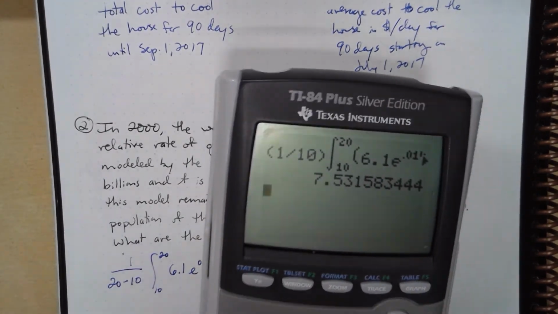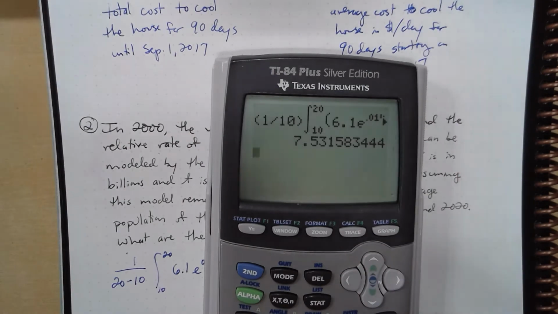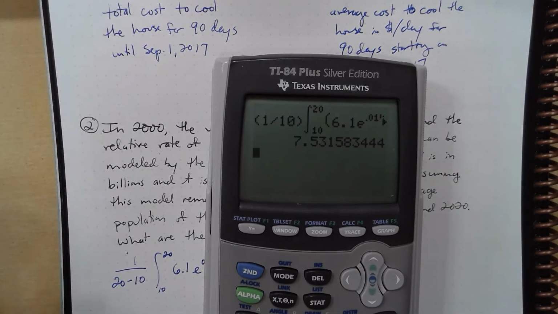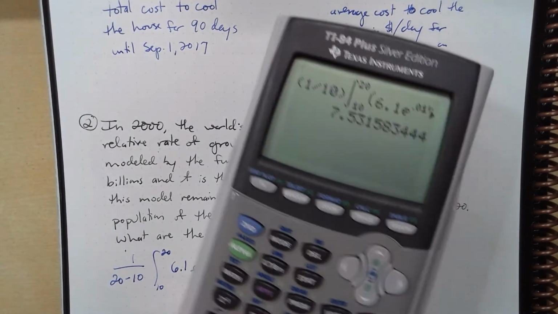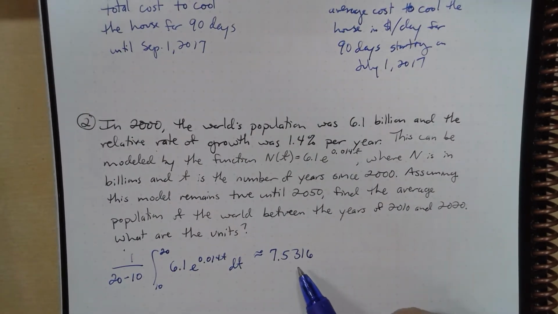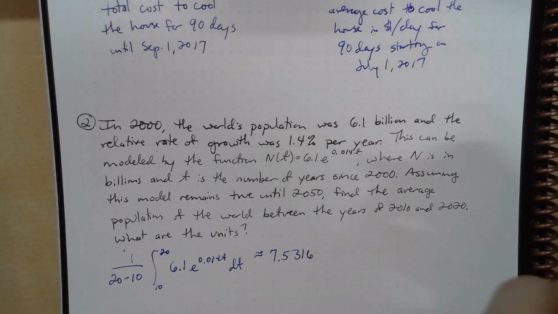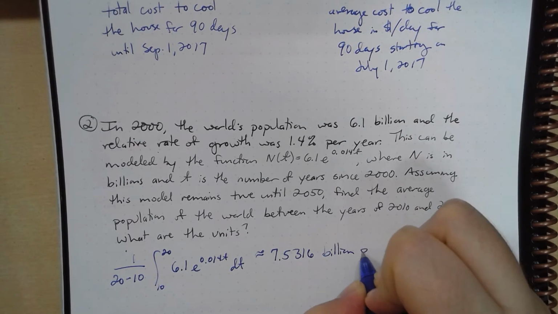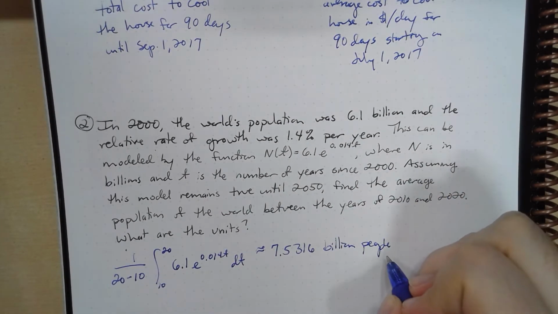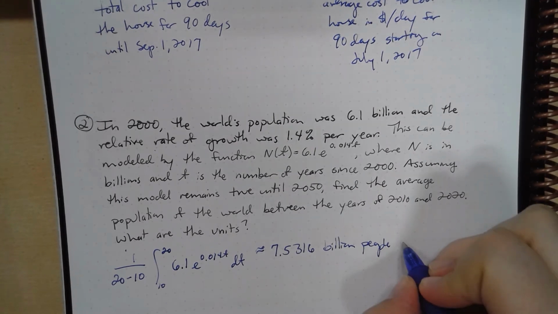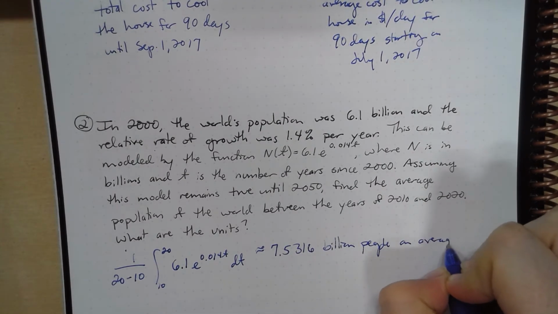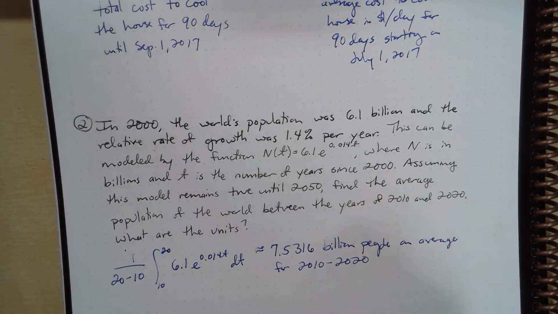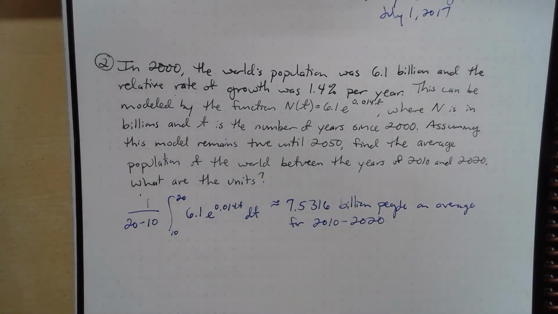I rounded. Don't forget, on the AP exam, you should use 3 decimal places, always. I like 4 because I'm an overachiever. And 7.5316 what? Billion people, right? Billion people on average for 2010 to 2020. So that should make sense to you.